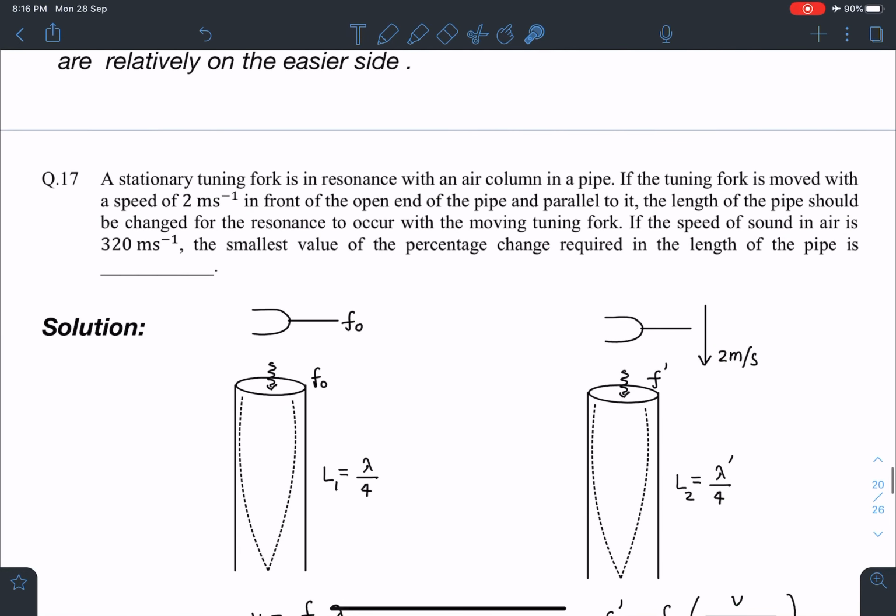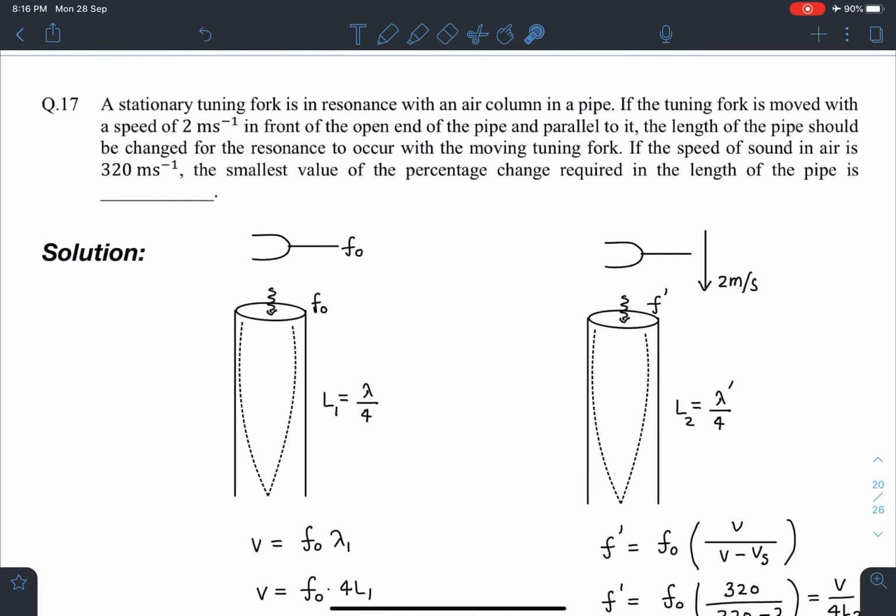And the next: a stationary tuning fork is in resonance with an air column in a pipe. If the tuning fork is moved with a speed of 2 meters per second in front of the open end of the pipe and parallel to it, the length of the pipe should be changed for the resonance to occur with the moving tuning fork. If the speed of sound in air is given, find the smallest value of percentage change required in the length of the pipe. It's a very nice problem.